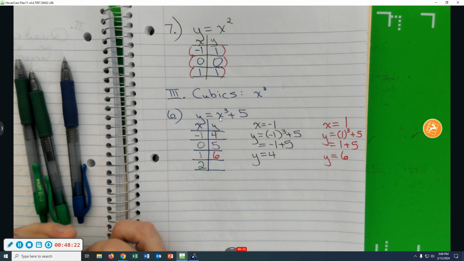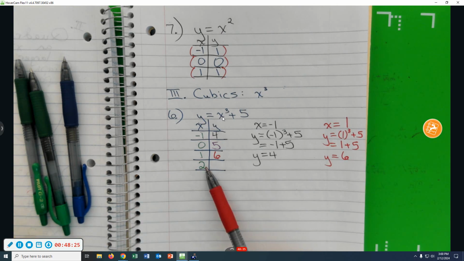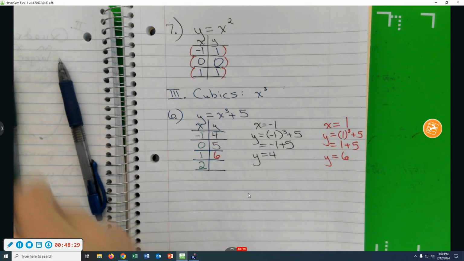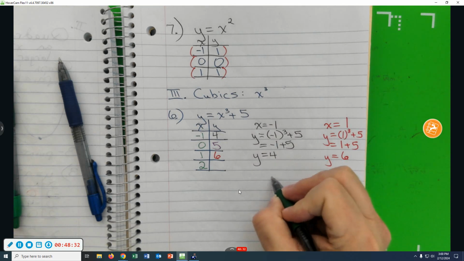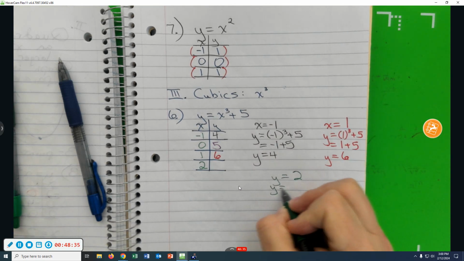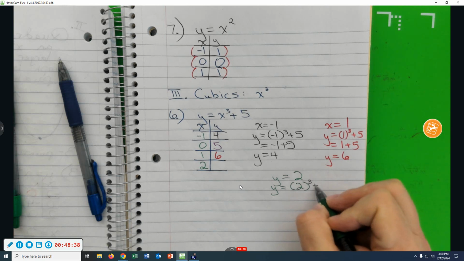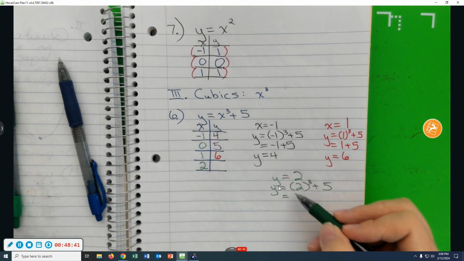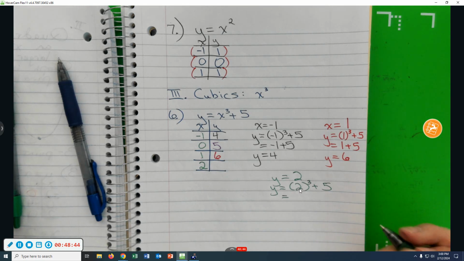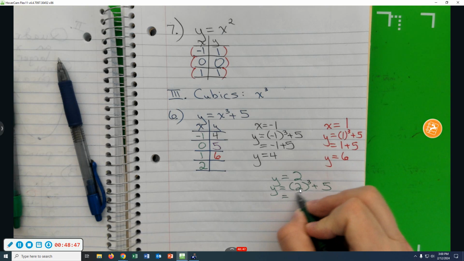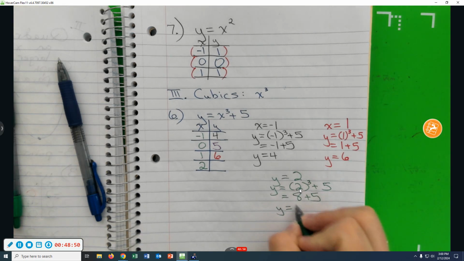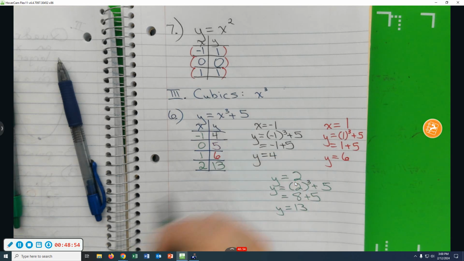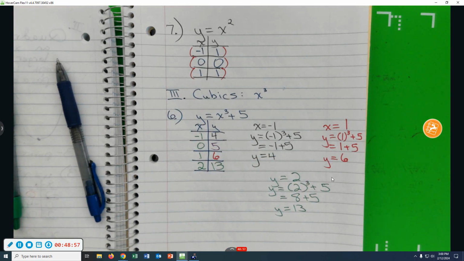Okay, and finally, plugging in 2. What color have I not used? I can use green. Be careful. 2 cubed is not 6. 2 cubed is 2 times 2 times 2, which is 8, plus 5 gives us 13. Any questions on how we filled in the table? They gave us the x values that we had to plug in. We calculated the y values.